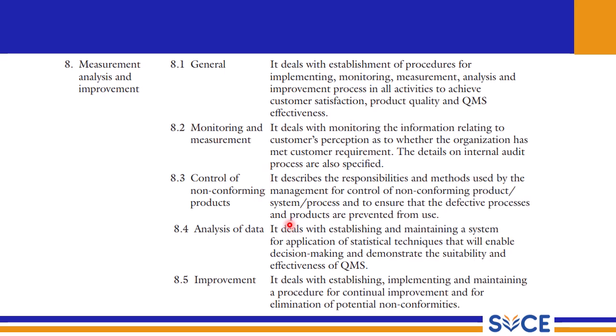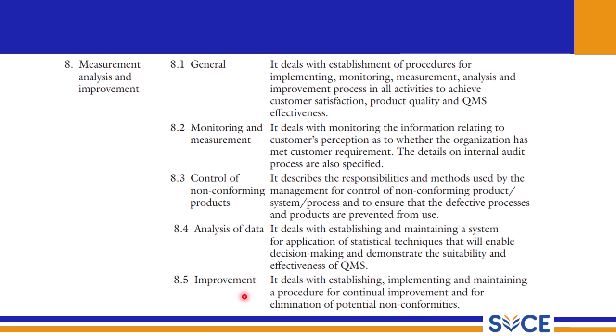So, control of non-conforming products. Non-conforming means products which have failed in the quality process. It describes the responsibilities and methods used by the management for the control of non-conforming product, to ensure that defective products are prevented from use. So we have to remove from the process whatever material has failed, under the quality policy and quality systems. Analysis of data deals with establishing and maintaining a system for applications of statistical techniques that will enable decision making and demonstrate the suitability and effectiveness of the QMS, the quality management system.